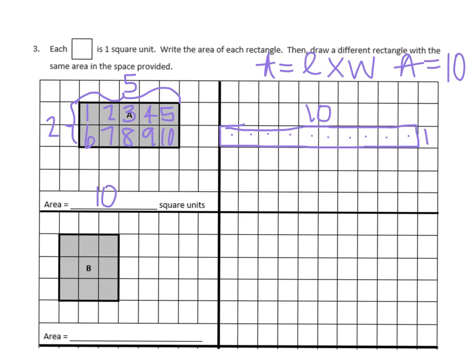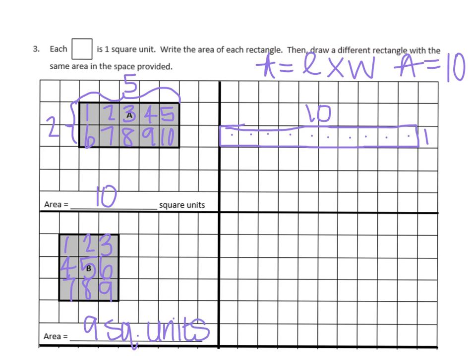Look at letter B. Find the area of letter B and then draw a rectangle that has the same area but that's different. Pause the video while you work. Replay when you are ready to check your work or if you get stuck. So here I have 1, 2, 3, 4, 5, 6, 7, 8, 9. So I have 9 square units.